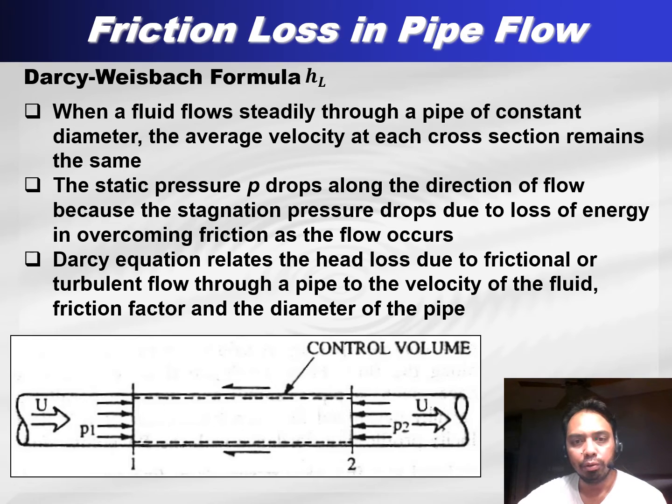The Darcy-Weisbach formula actually gives the relation between the pressure or the head loss due to friction or turbulent flow through a pipe, to the velocity of the fluid, also the friction factor and the diameter of the pipe. Those are the important dimensions that will determine the amount of the head loss or the frictional loss of the flow through the pipe.